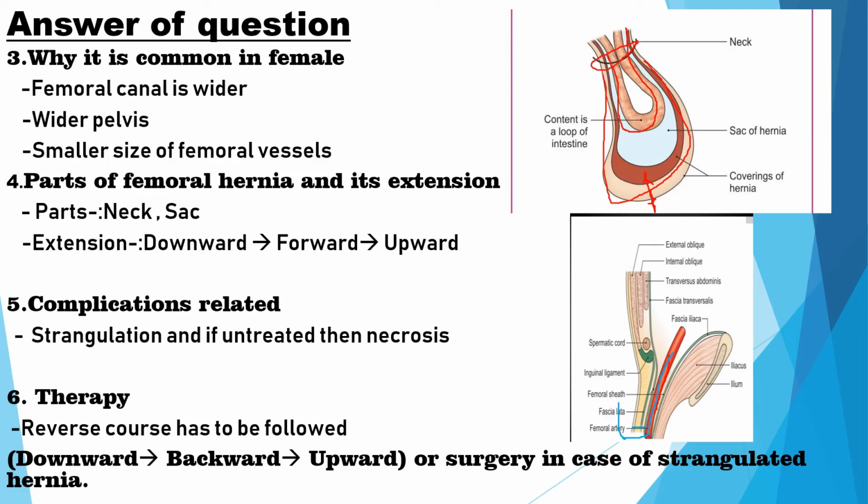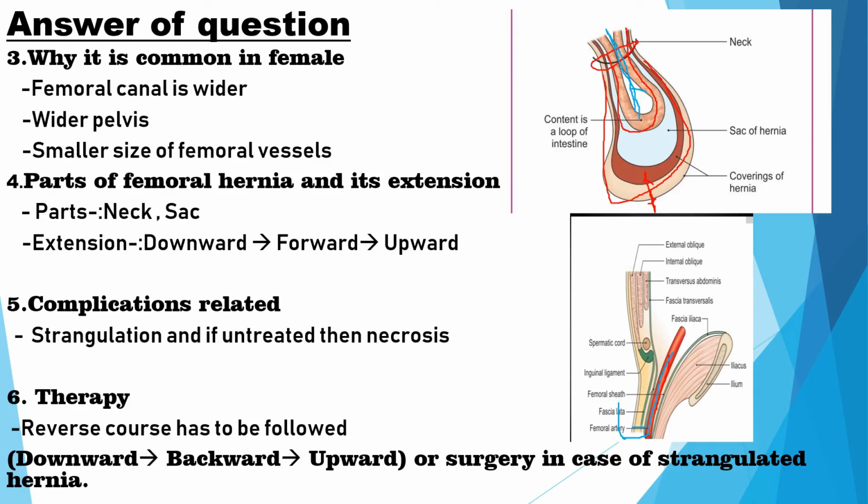Next are the complications related to this condition. These are strangulation, and if untreated, then necrosis. Strangulation is normally an obstructed hernia. That means it cannot go back easily. So sometimes the blood supply of these loops of intestine gets compressed. That is, the arteries supplying these loops get compressed, and compromise of blood supply results in cell death of this intestinal loop, which leads to necrosis of that intestinal loop.